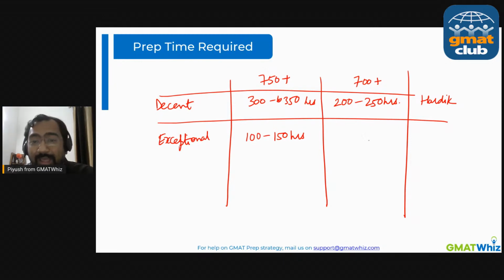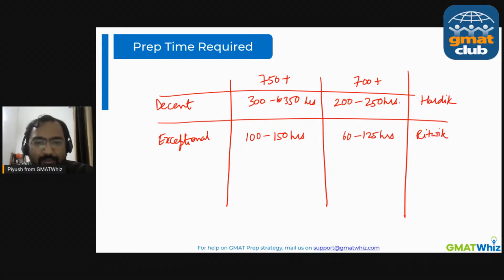Now for a 700 plus, if you're exceptional, this could be a cakewalk for you. I have seen people scoring that in the first mock even without preparing. But I would say about this much time would still be required. Generally, if you're exceptional, you should definitely be targeting 750 plus. We had many students in this bracket.